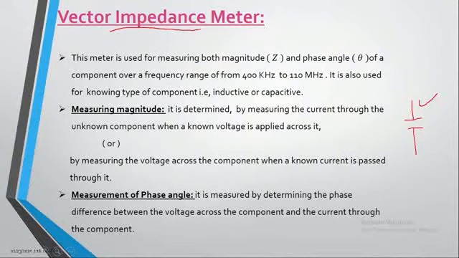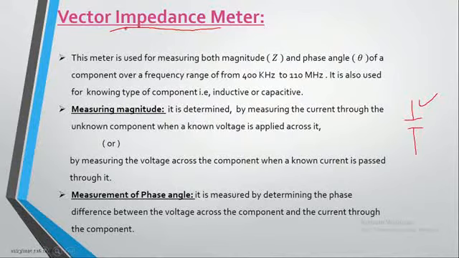The main intention of the vector impedance meter is to calculate the impedance of an unknown element, as well as to know whether that particular element is capacitive in nature or inductive in nature. So to calculate the phasor, the impedance.